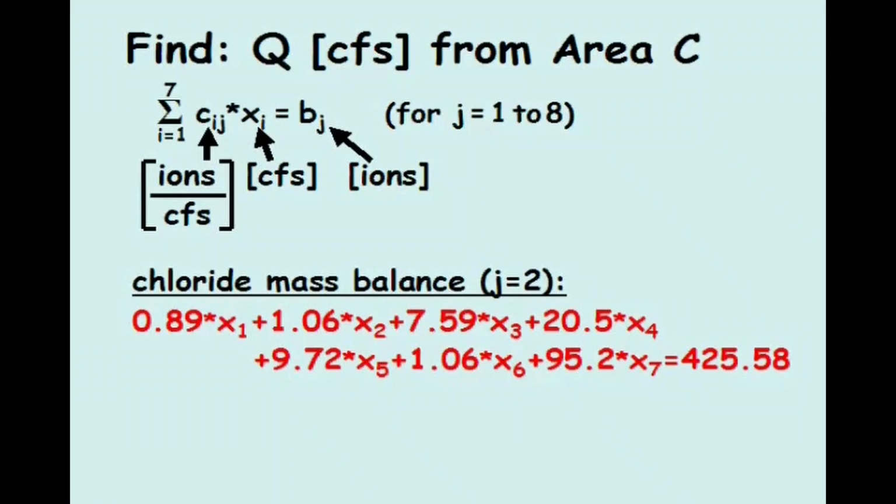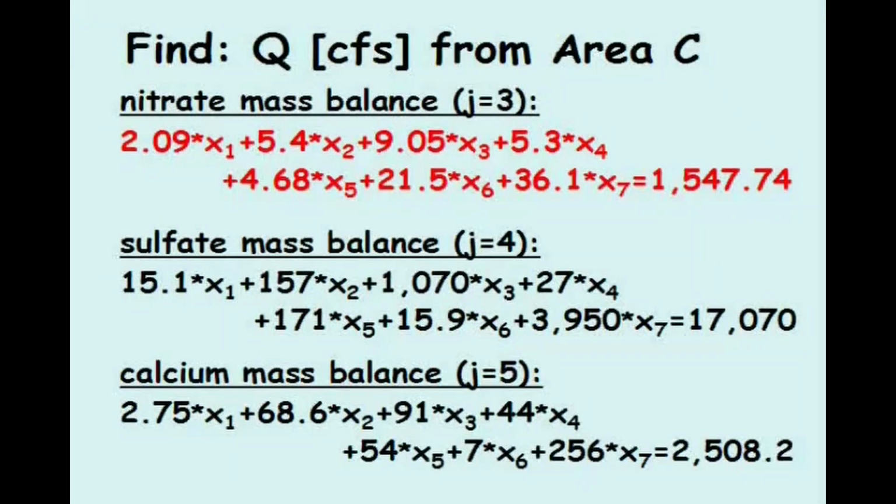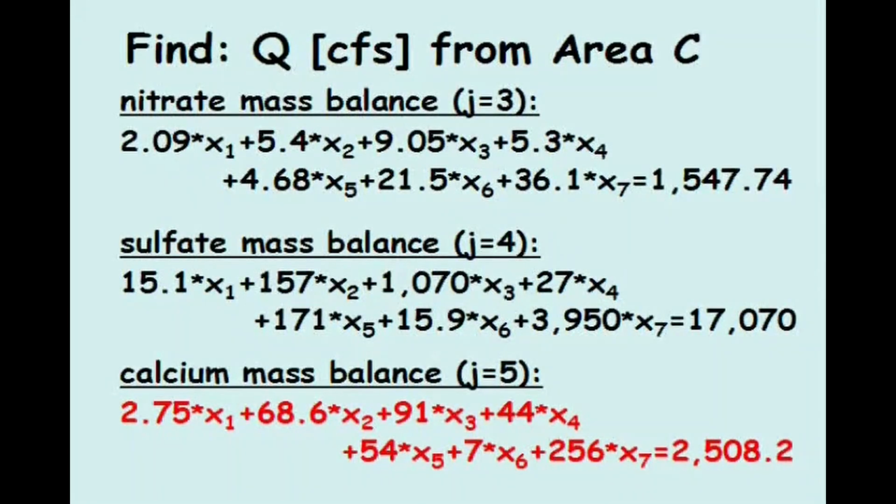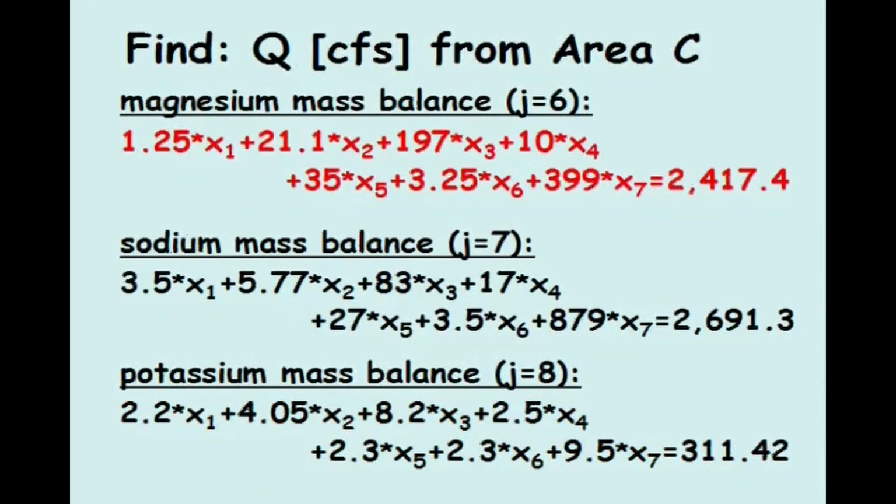If we assign J equals 2 to chloride, a similar mass balance constraint is developed, as well as mass balance constraints for nitrate, J equals 3, sulfate, J equals 4, calcium, J equals 5, magnesium, J equals 6, sodium, J equals 7, and potassium, J equals 8.